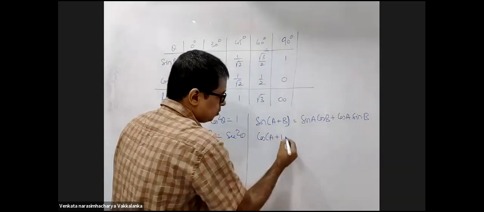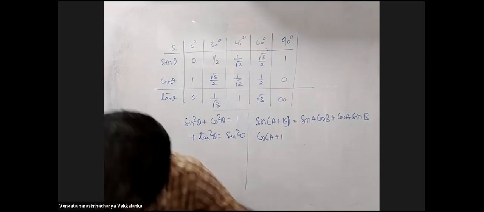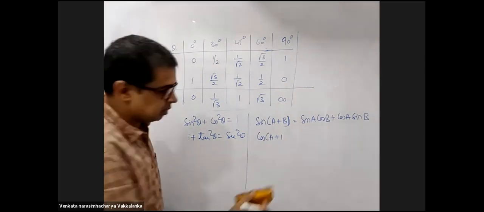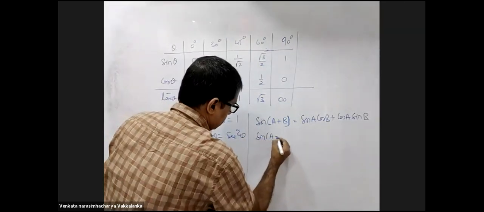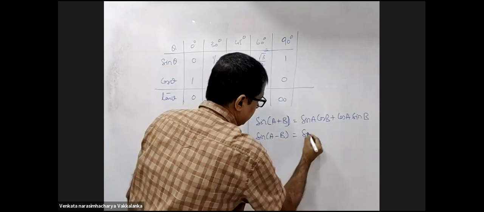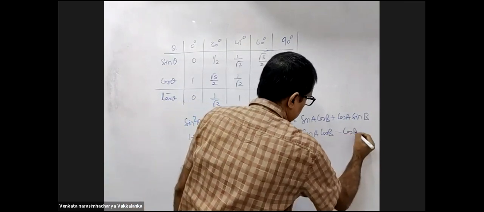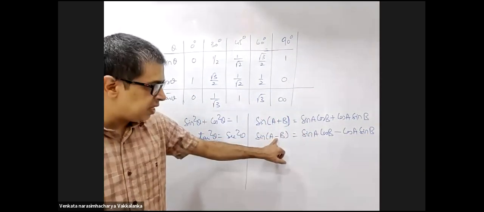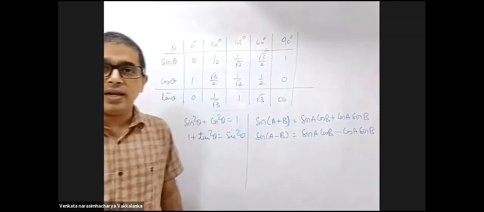Sin A minus B as well, I'll have to tell you. Let me write it down so that you people are clear about it. Sin A minus B is sin A cos B minus cos A sin B.